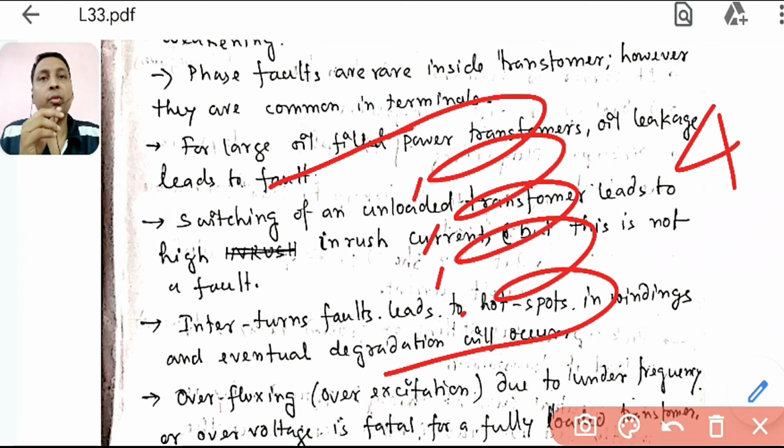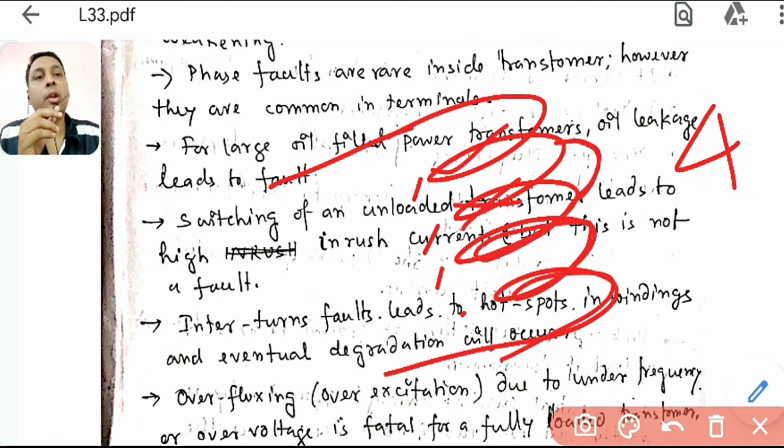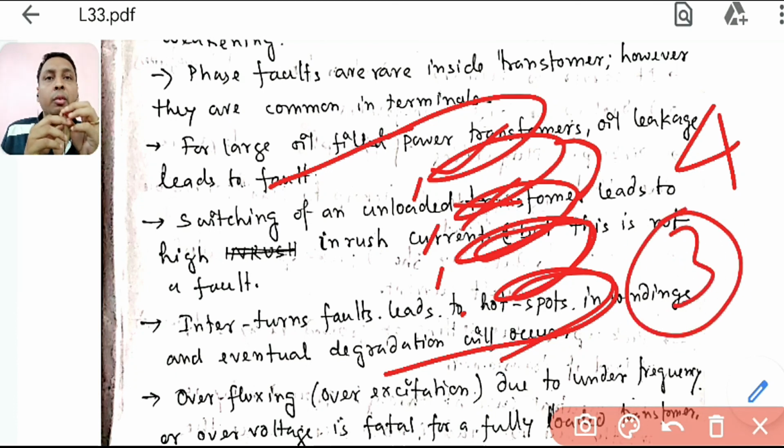So suppose there are 4 coils. Suppose these and these get shorted. So no current will flow through this. So current will come through this, then it will pass through this. So now current will pass through 3 windings. So your effective impedance gets reduced, but it will not take as high as fault current. It will take higher currents, but not as high as fault current.